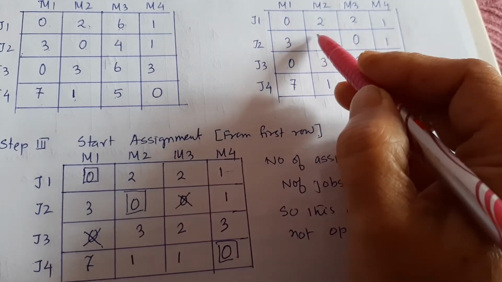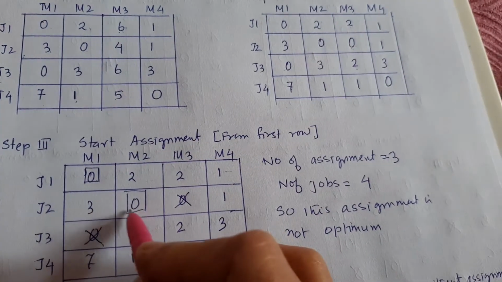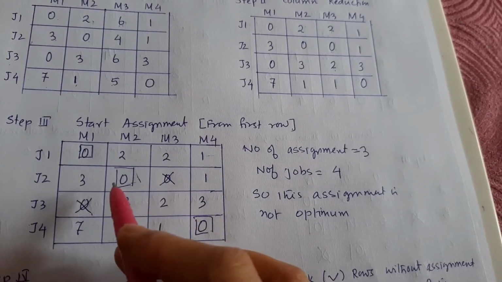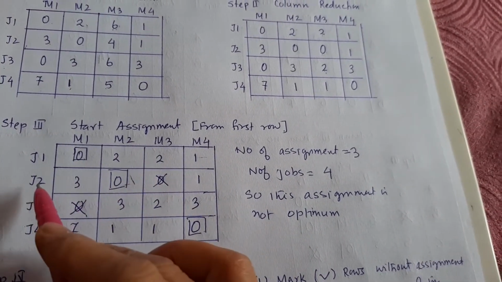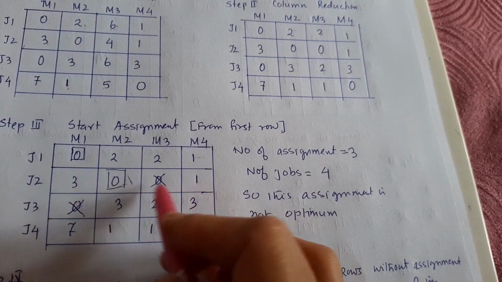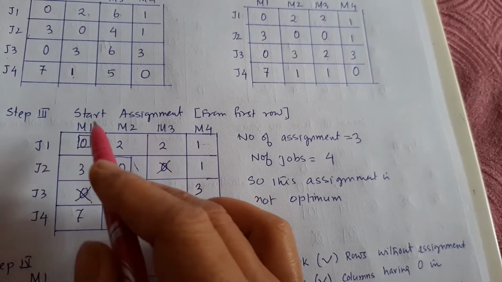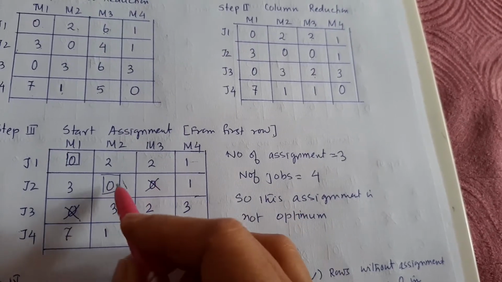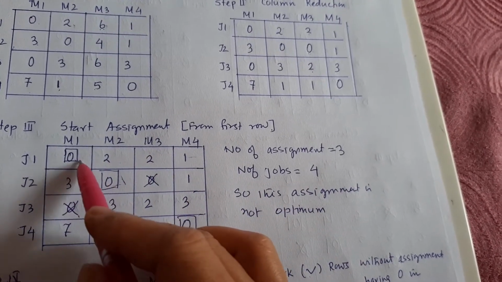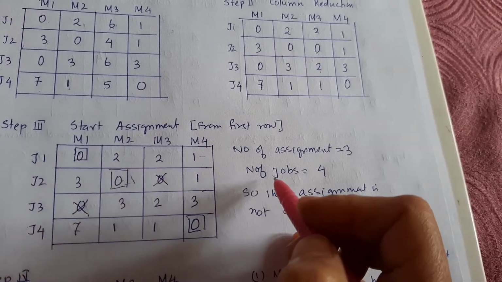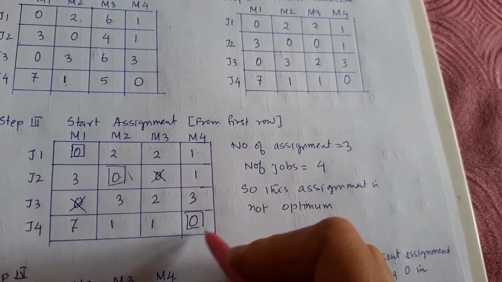Let me assign this one. As soon as I assign this one, I cross off the other zero in this row. What does crossing off actually mean? It means that if I assign J2 to M2, I cannot assign J2 to M3 or any other machine. One job, one machine; one facility to one job. That is the idea of the assignment problem. So, boxing and crossing. In this case, the number of assignments is 1, 2, 3, and the number of jobs and machines available is 4. The order of the matrix is 4; this is a 4 by 4 matrix.